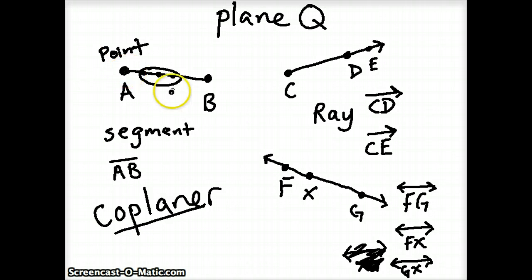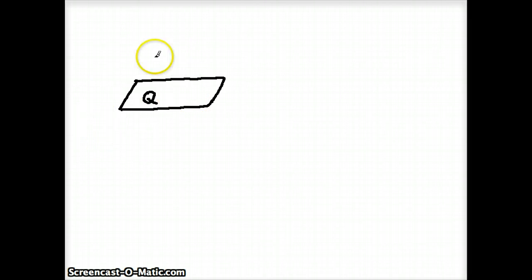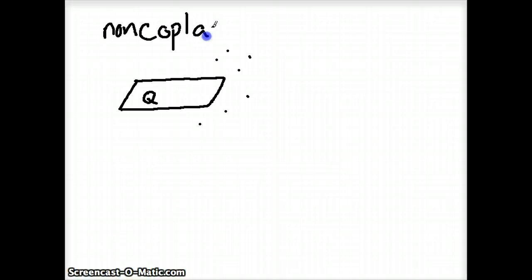Alright, let's talk about the opposite of coplanar. Let's float away from plane Q. Let's pretend we were floating high above it, and now we're looking down on plane Q. Everything that was on plane Q was coplanar, but the universe can be infinitely big. So we can have all of these things that are outside plane Q. If I want to talk about all of these things together, I can't say they're coplanar because they're not all on the same plane. I have to say they are non-coplanar. They are not all on the same plane. The things on plane Q are coplanar, but all of these things together, their relationship is non-coplanar.